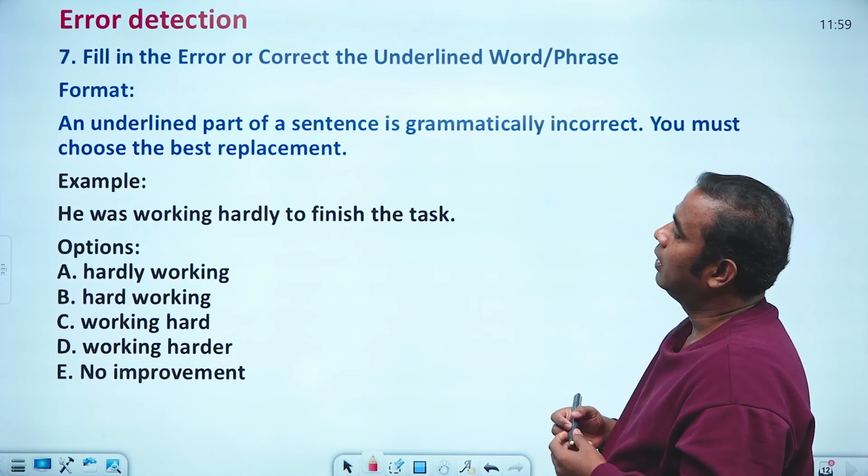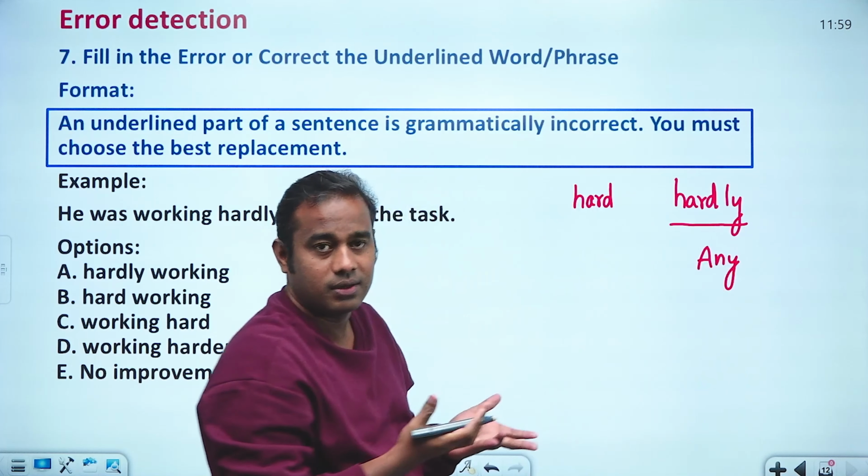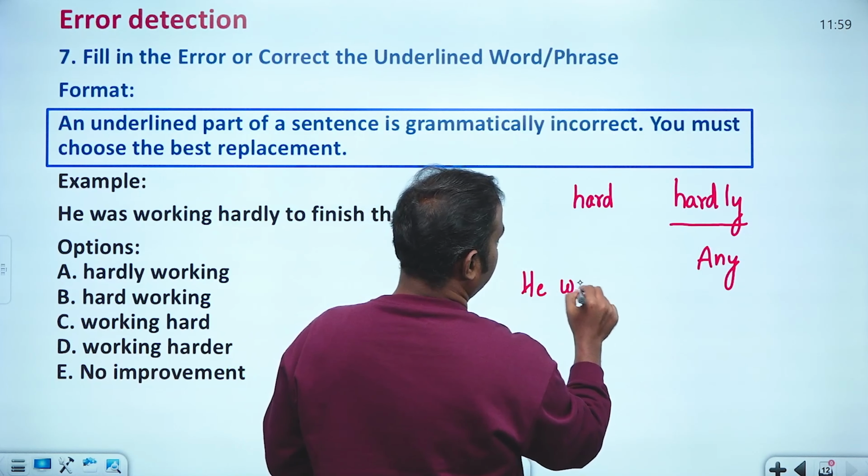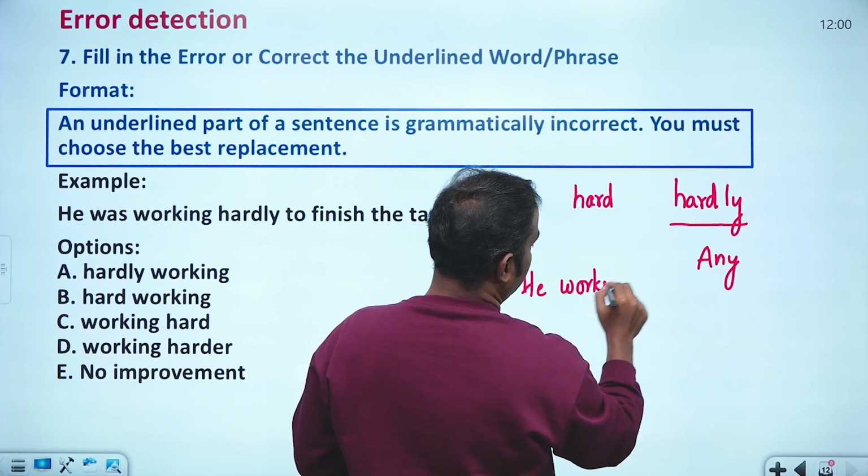So I told you in the previous class, in some grammar class, that some words generally have different meanings. Okay, hard versus hardly. Hard means normal hard working. Hardly means any. He is not working at all. He works hard means he is a hard working man.